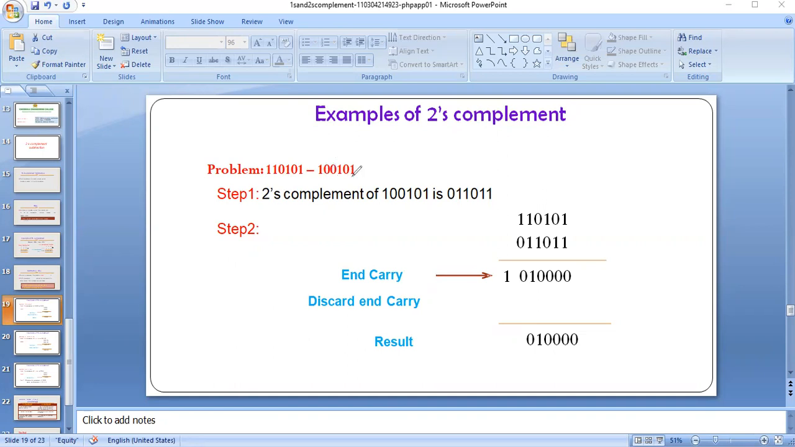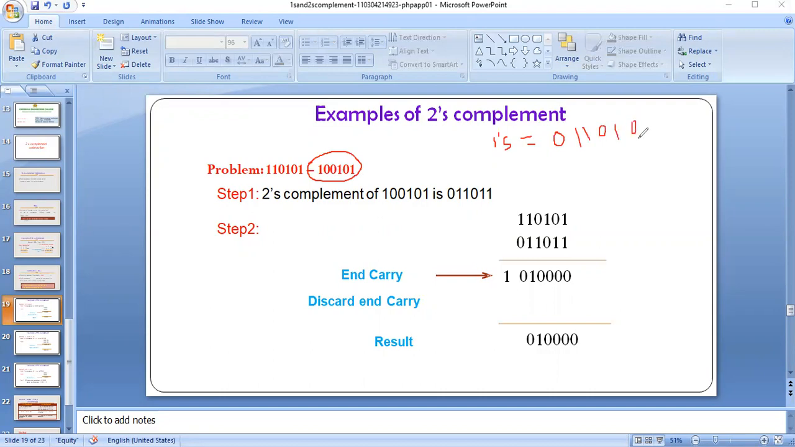In the next step, we have to find the 2's complement of the subtrahend. So first I'm finding the 1's complement of the subtrahend. So what is 1's complement? You put 0 instead of 1 and 1 instead of 0. So the 1's complement is 011010.